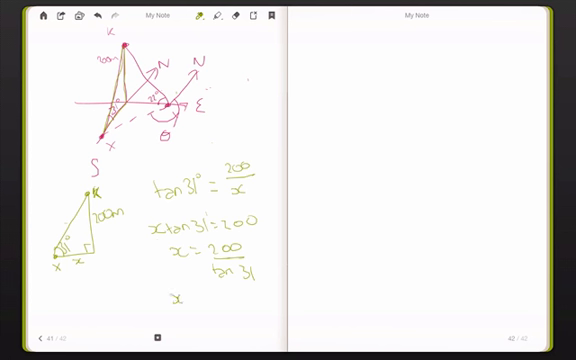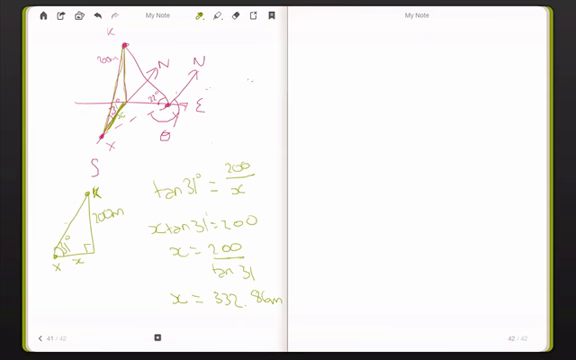And then all you do is type that into your calculator and you'll get 332.86. So that's clearly in meters. So we found out this bottom length here, so this is going to be our x we just found out.